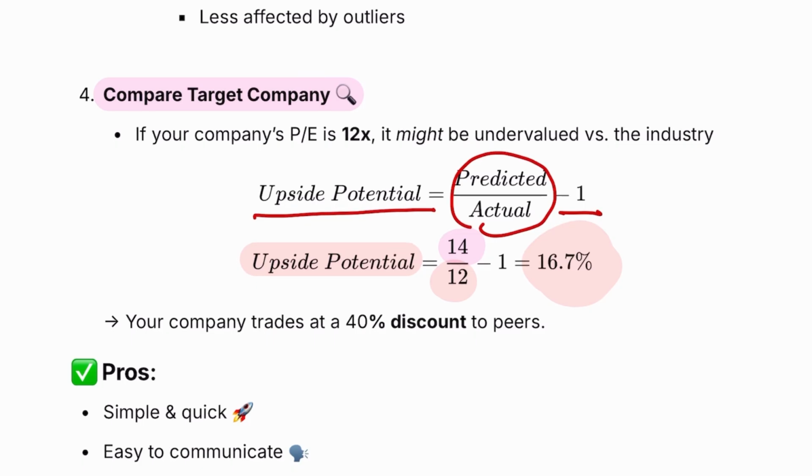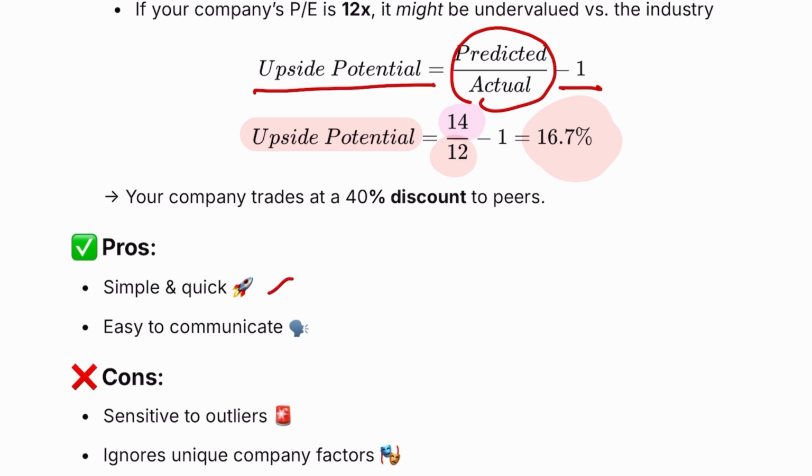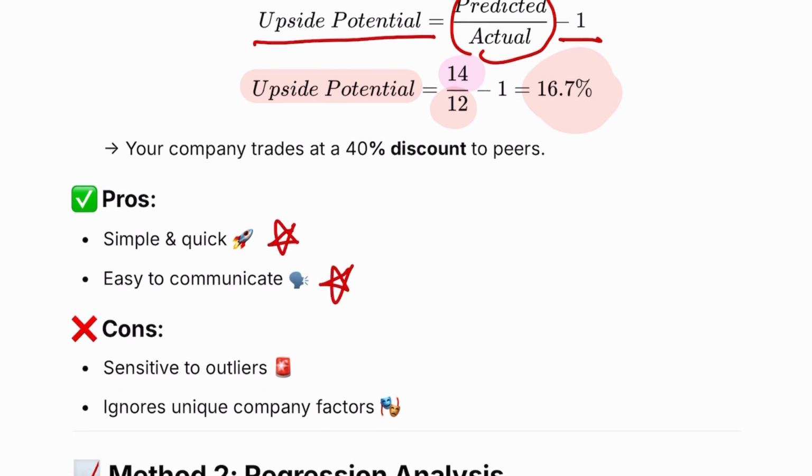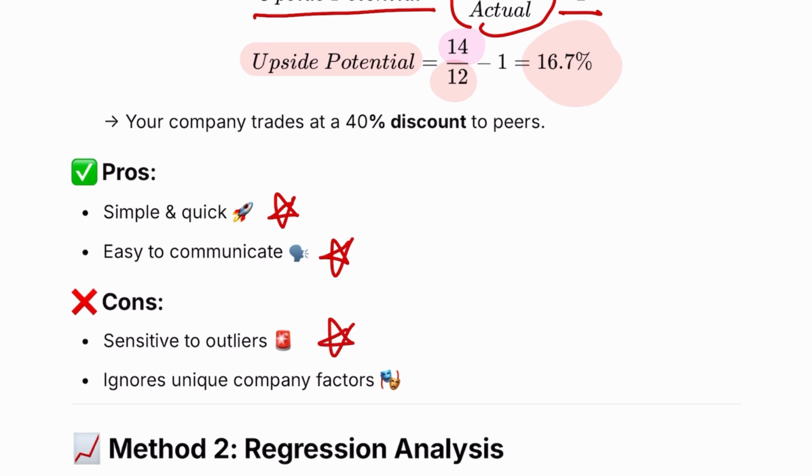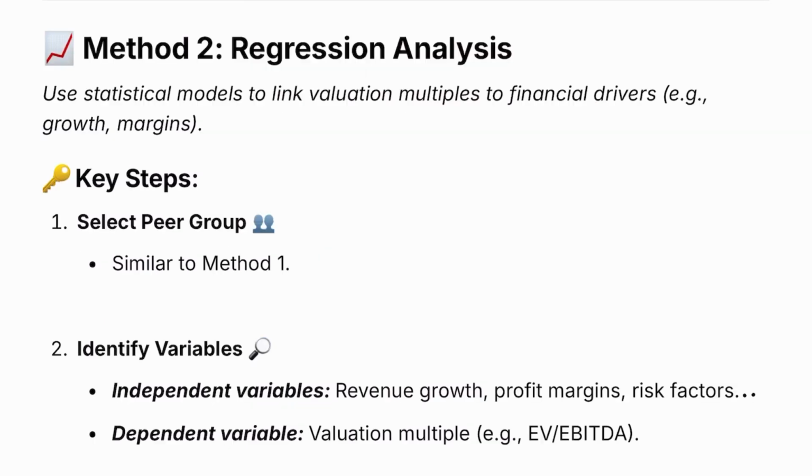Well, this direct comparison is simple and quick. At the same time, it's easy to understand. However, it's sensitive to outliers, and at the same time, it ignores the differences in the financial drivers in different companies. Now let's have a look at our second method, regression analysis.